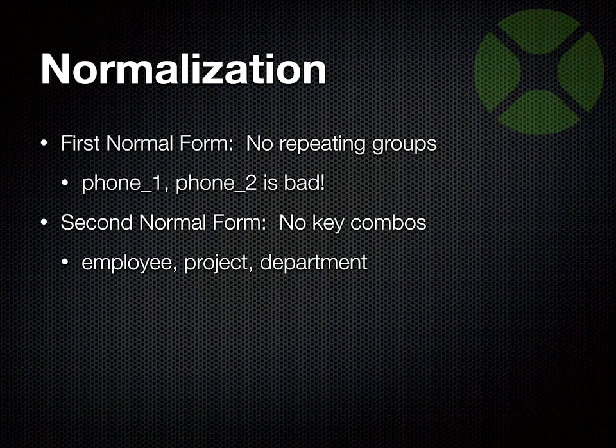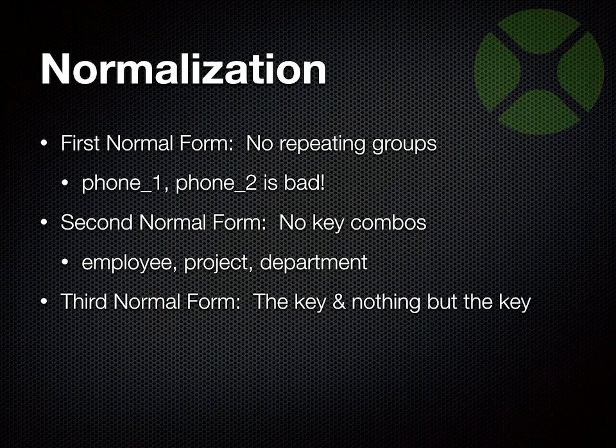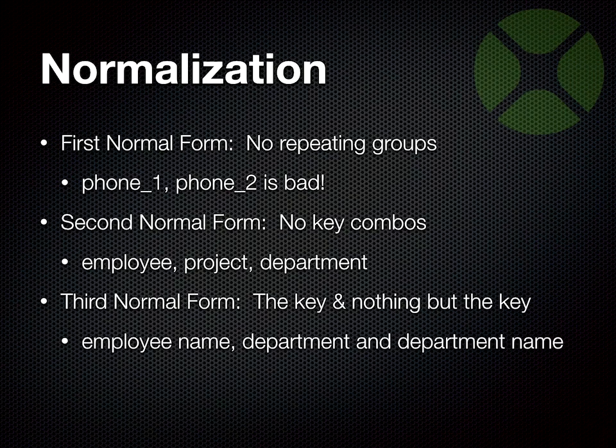The second normal form means that you don't have key combos. Basically, if the table has employee, project, and department as the key, then the only thing that should be dependent on that would be dependent on all three of those. To give a little example, if you have employee name, department ID, and department name in a table, then if the department name changes, you'd have to change it on every employee record. So that's saying it's not directly dependent on the key.